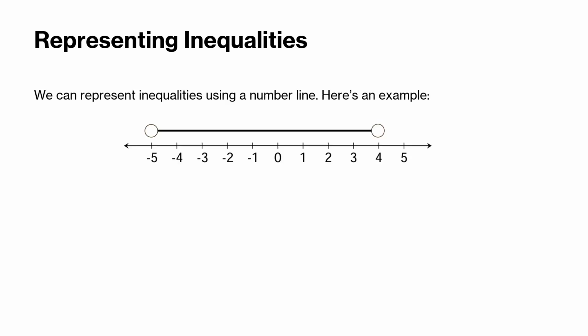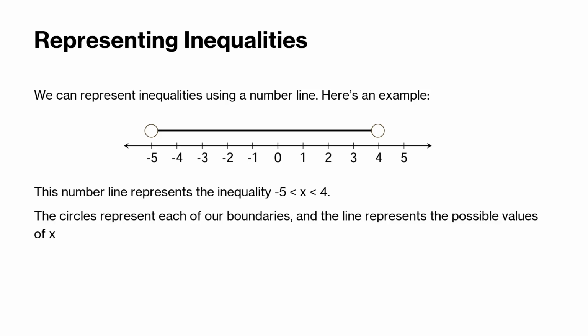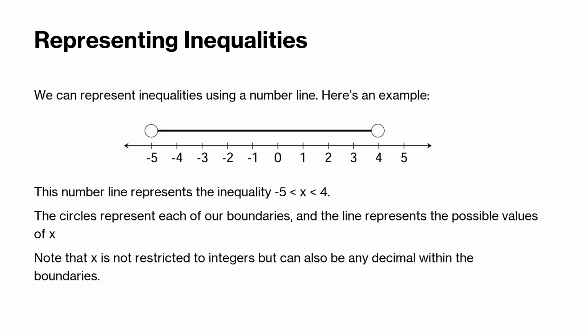Let's talk about representing inequalities. We can represent them using a number line, such as this one. This number line represents the inequality minus 5 is less than x, which is less than 4. The circle represents each of our boundaries, so the circle above minus 5 represents the minus 5. Similarly, the one above 4 represents the 4. Note that the x is not restricted to any of the integers on the number line, but it can be any decimal within the boundaries as well.